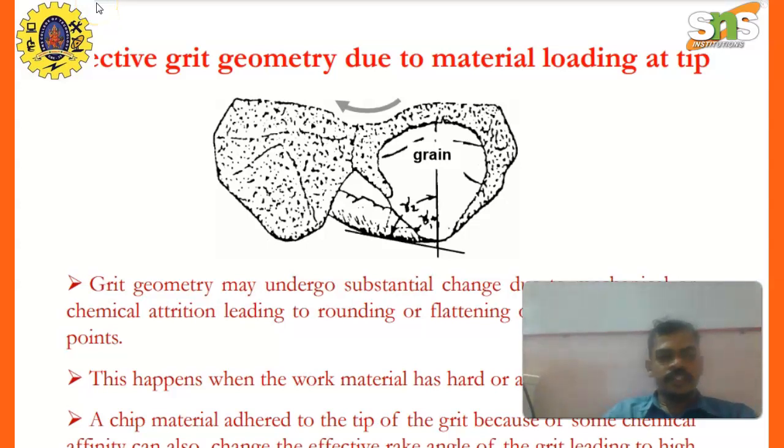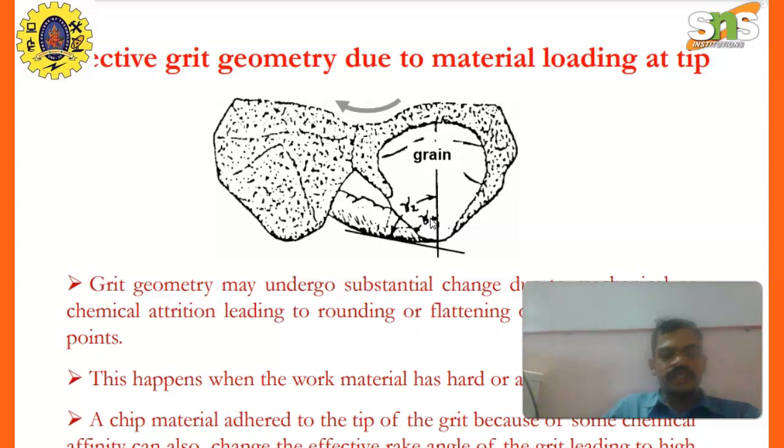Effective grit geometry due to material loading at the tip. As shown in this image, this is the geometry of material strips. This is a grinding stage, R2 and gamma 1.